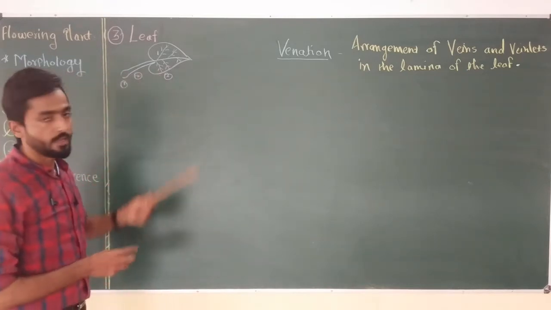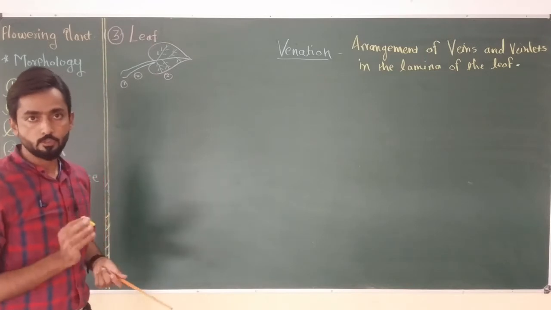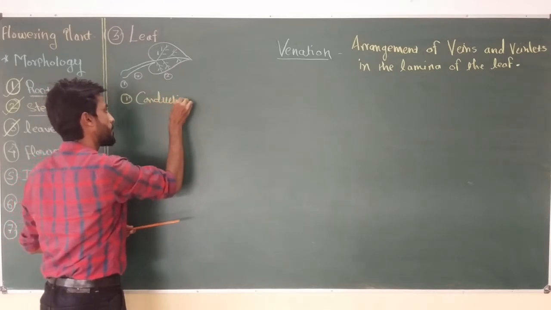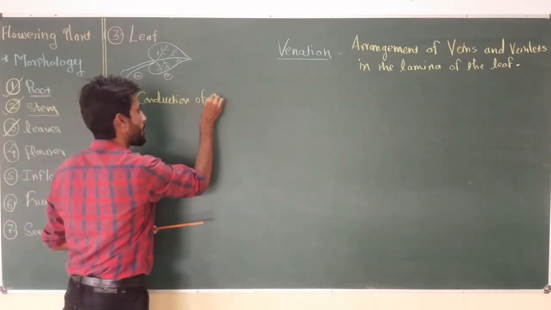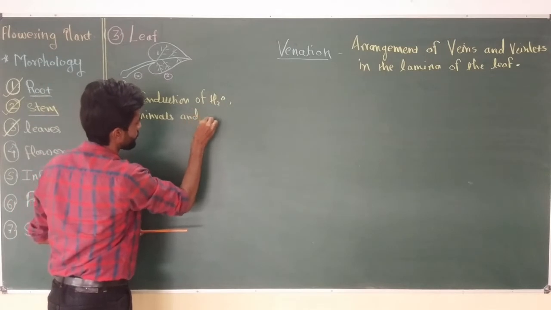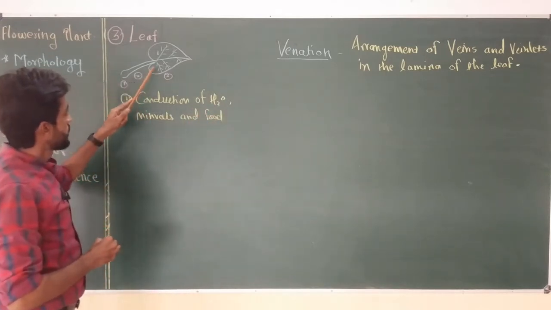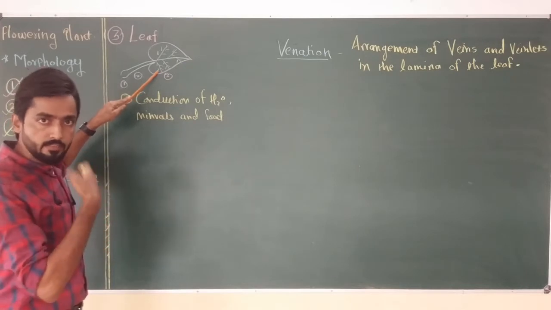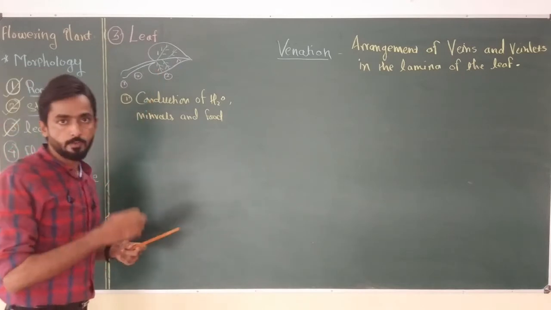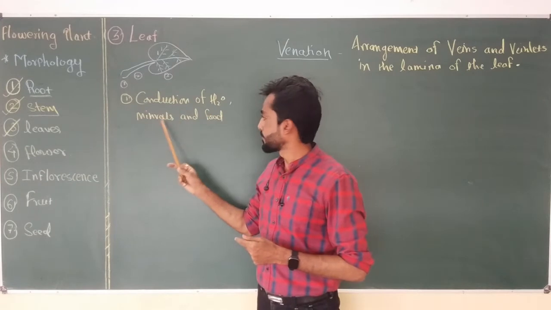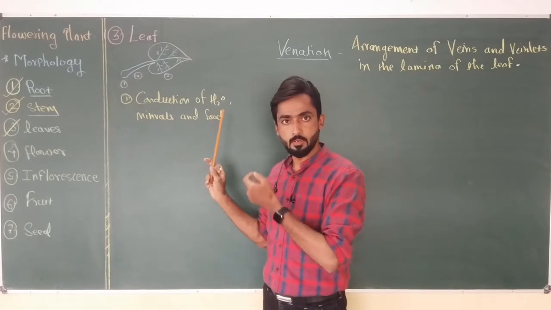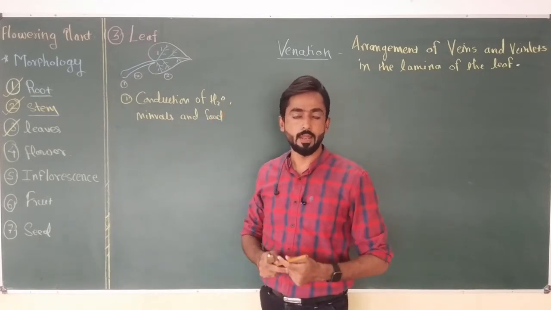These veins play two important roles in the angiospermic plant. Number one, they perform conduction of water, minerals and food. These are the strands inside which conduction of water, mineral and food takes place. They are responsible for transferring water and minerals from xylem to the site of photosynthesis, and food from the site of photosynthesis to the different plant parts.